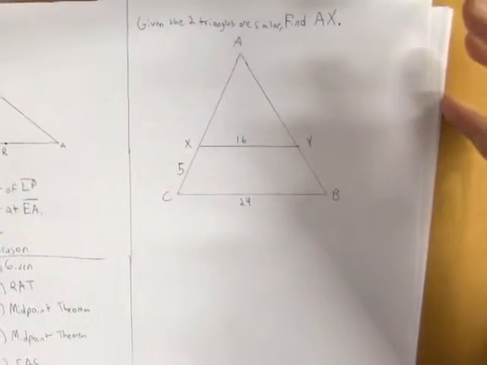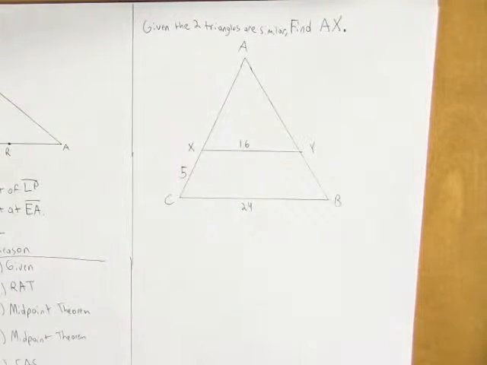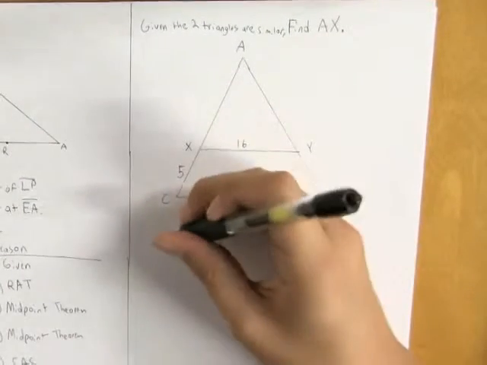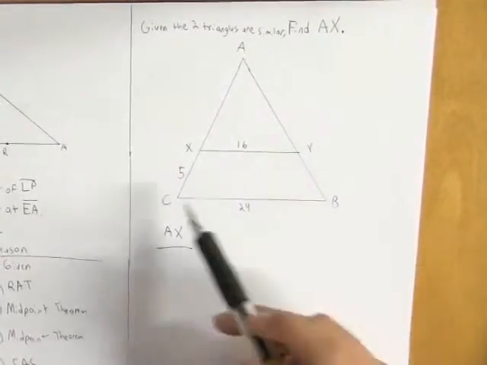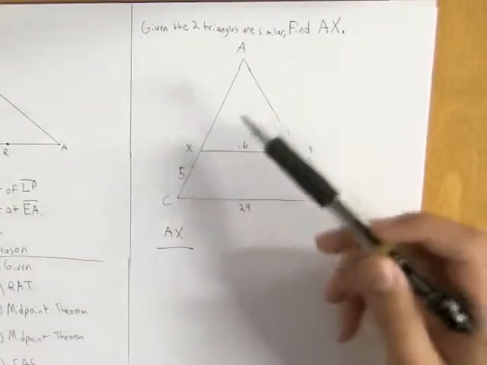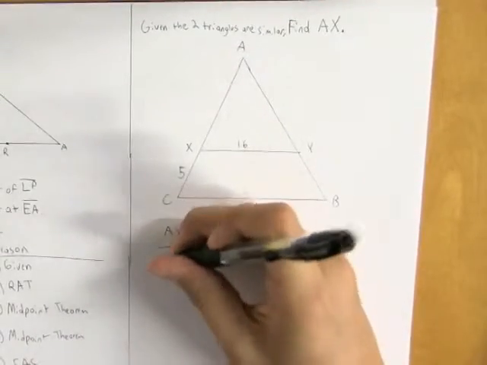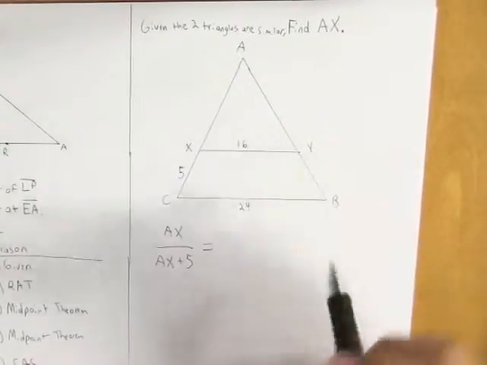Now the next example, given the two triangles are similar, find AX. We don't have to prove that these two triangles are similar because it's given to us that they're similar. So we just have to set up our proportions if we're going to find AX. So AX over, now you can't put over 5 because it's not the complete segment, so it has to be AC. So it's AX plus 5. So it'd be AX plus 5 is equal to 16 over 24.